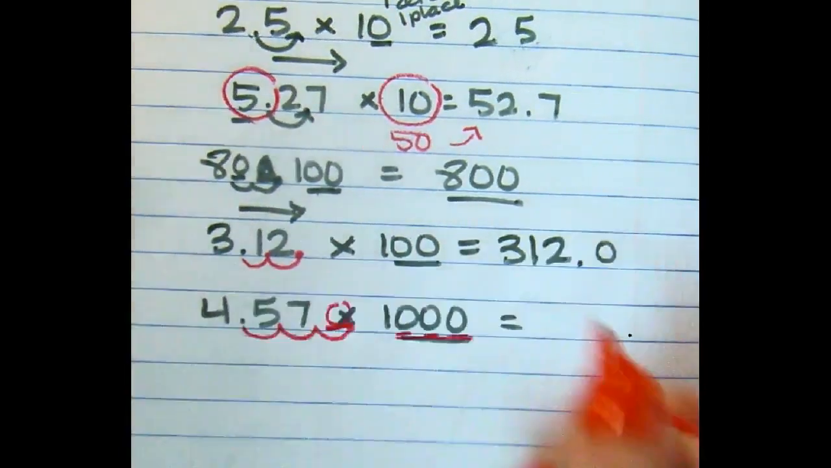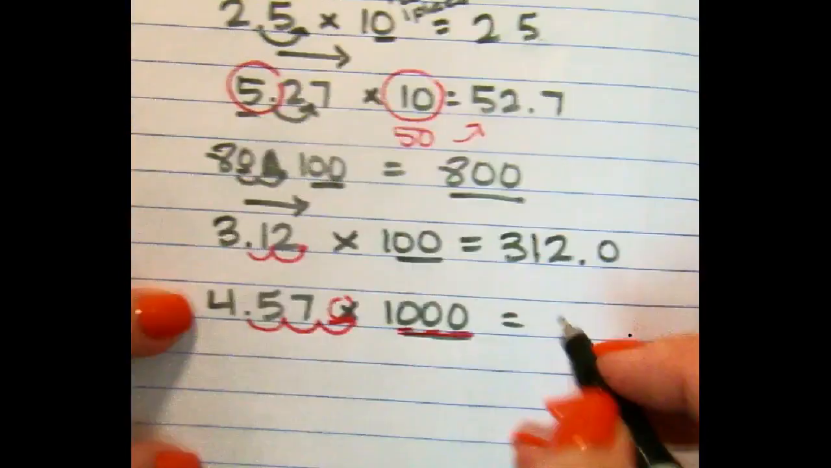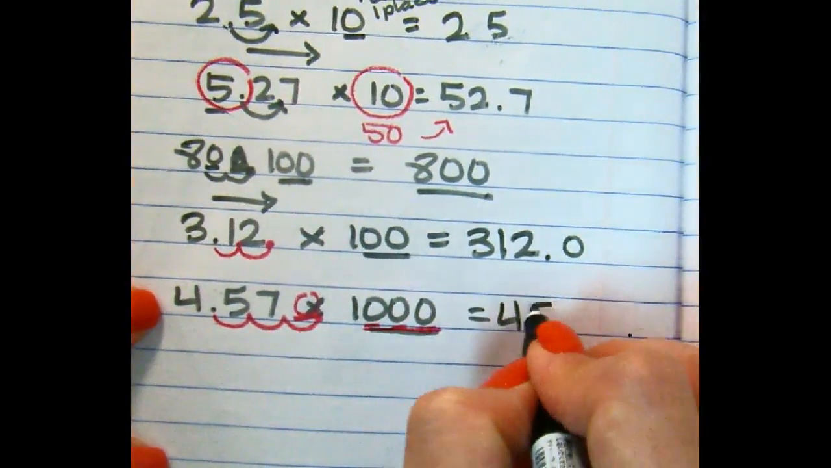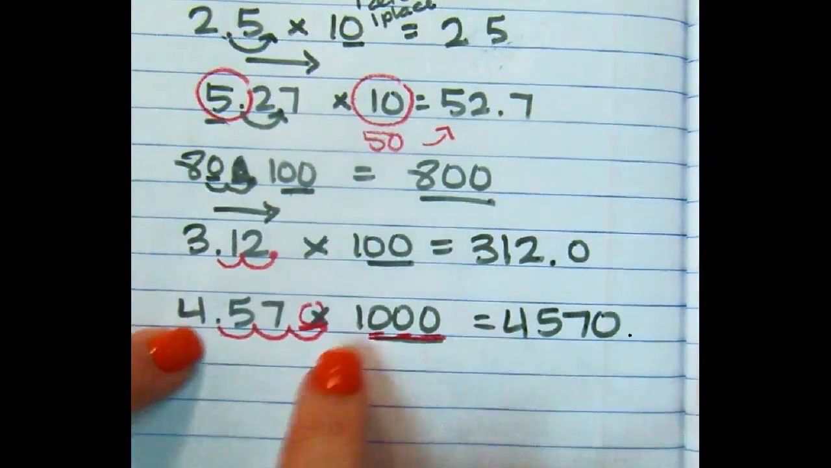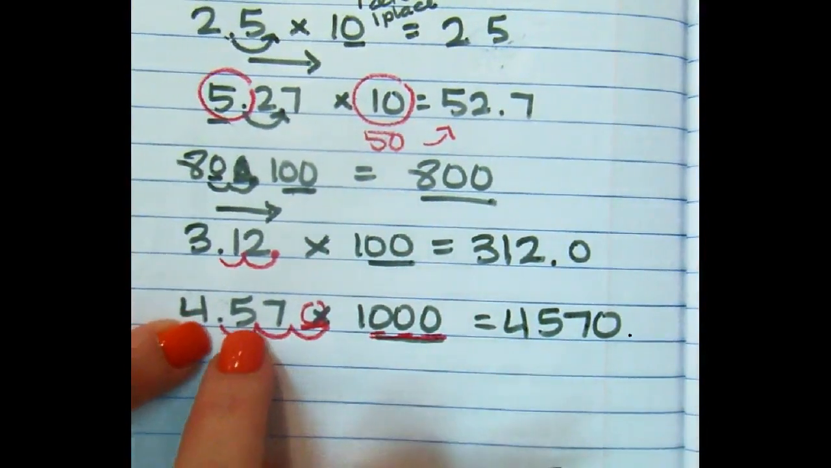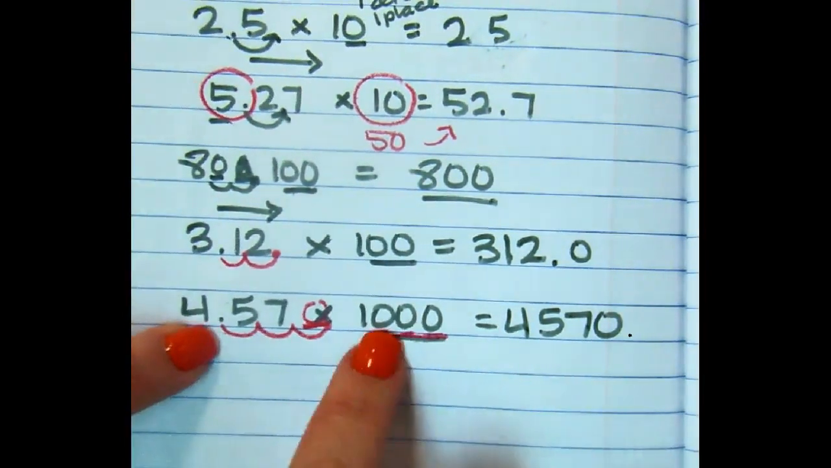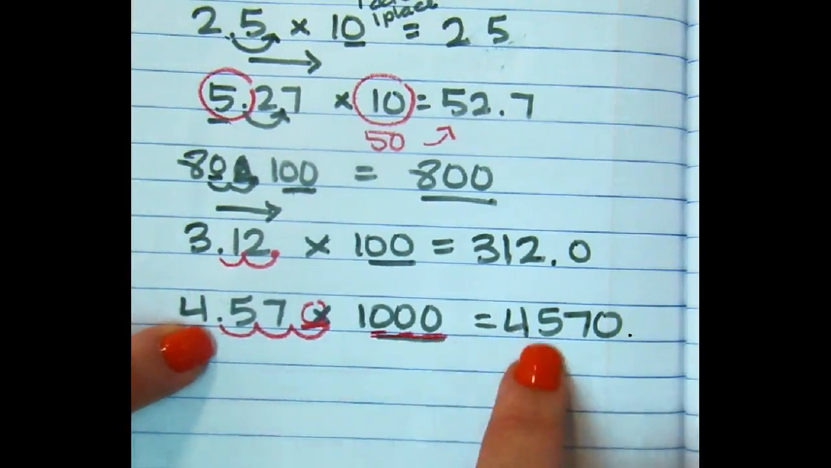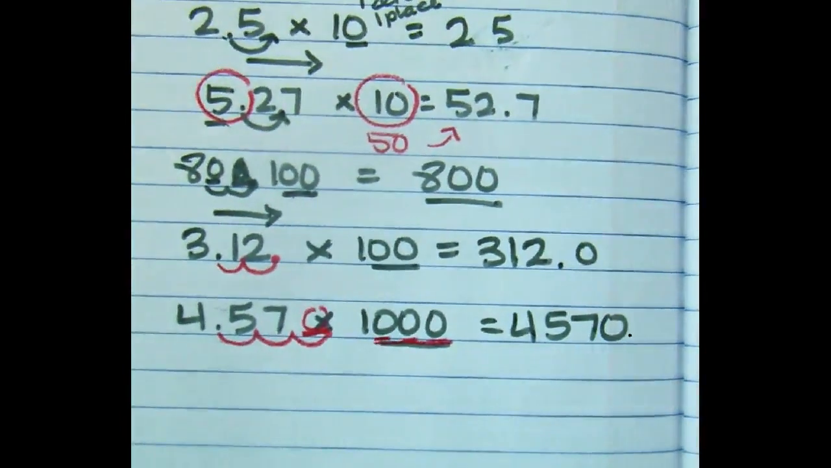If you don't have a place value position, make one. So our new answer would be 4,570. So let's think about what we said originally. We said that 4 and 57/100 would round to 5. We know that 5 times 1,000 is 5,000. Isn't our new answer somewhere in the neighborhood of 5,000? Yes.